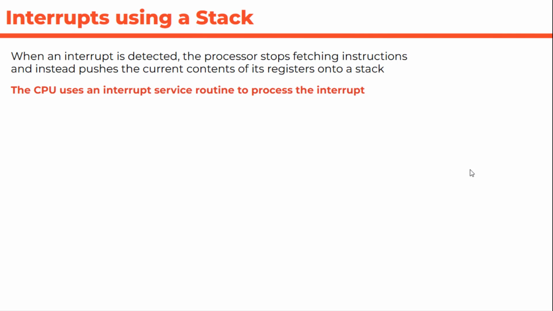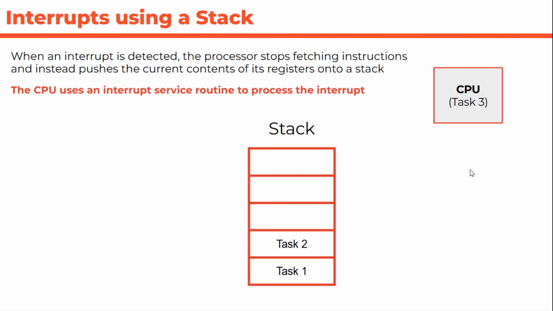So when an interrupt is detected, the processor stops fetching instructions and instead pushes the current contents of its registers onto a stack. And that is the pause button that we're pressing. The CPU uses an interrupt service routine to process the interrupt. So there's our stack with task 1 and task 2 on it, and there's our CPU with task 3 on it.